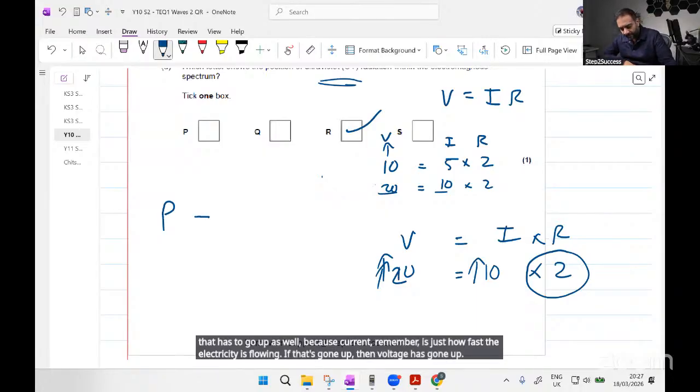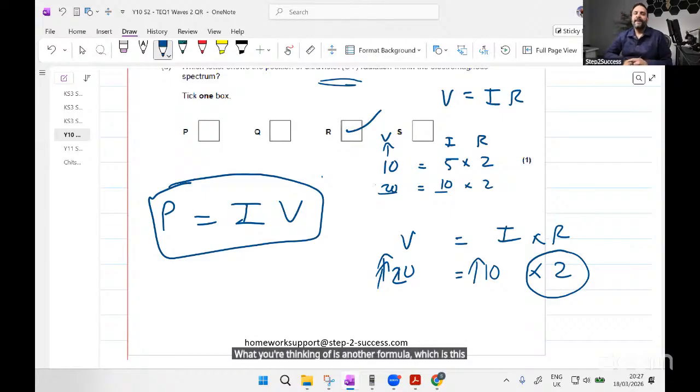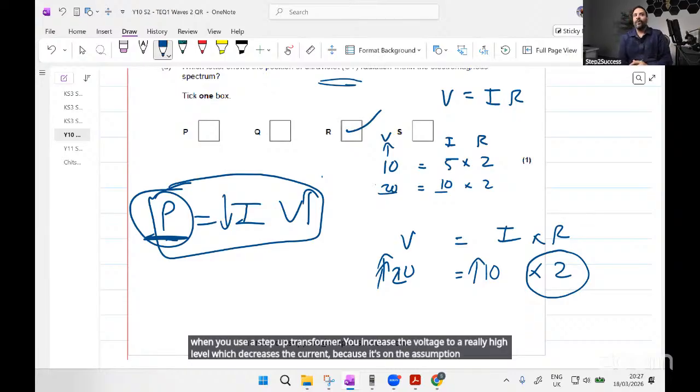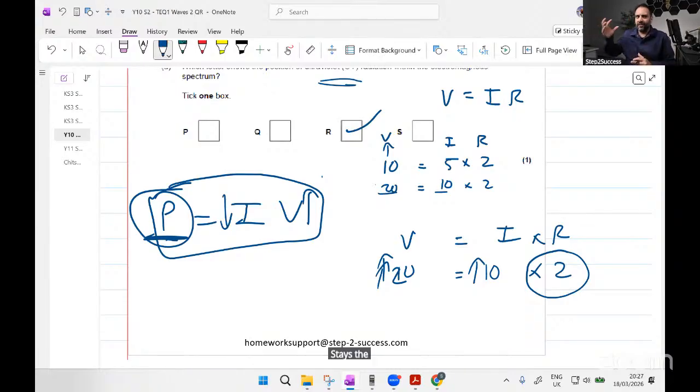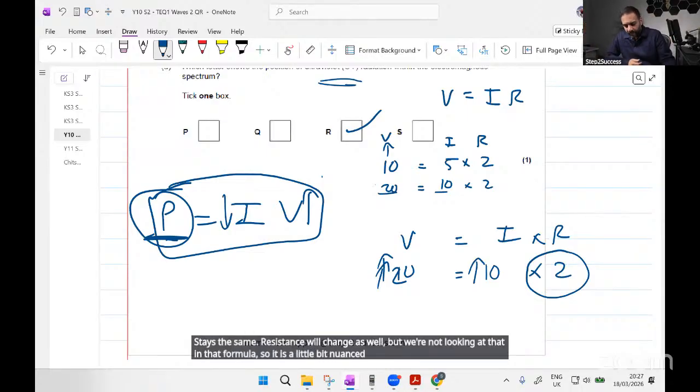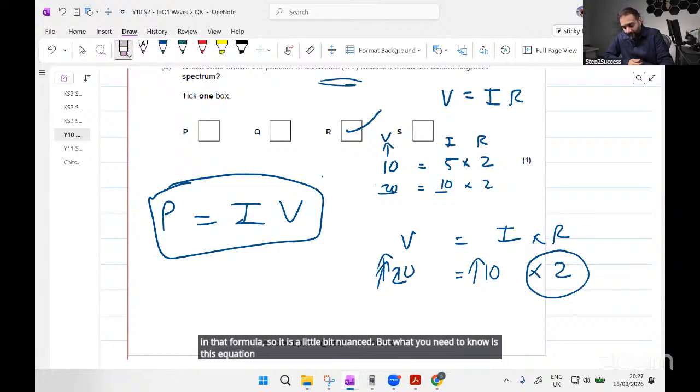But what you're thinking of is another formula, which is this one, which basically says that if power stays the same, then if current goes up, resistance has to go down, or voltage has to go down. And that's what happens when you use a step-up transformer. You increase the voltage to a really high level, which decreases the current because it's on the assumption that the power stays the same. Resistance will change as well, but we're not looking at that in that formula. So it is a little bit nuanced, but what you need to know is this equation tells you that if voltage goes up, then current goes down, assuming the power stays the same.